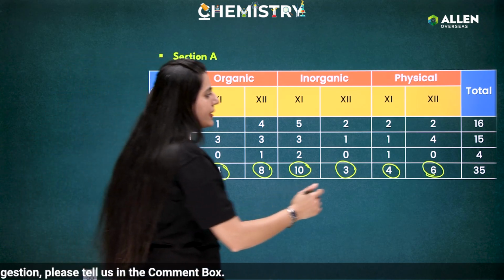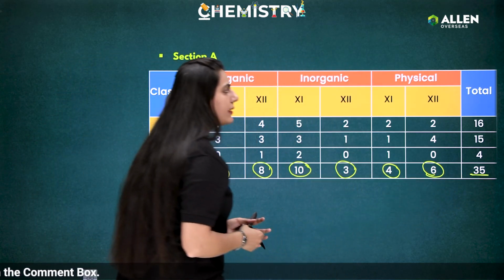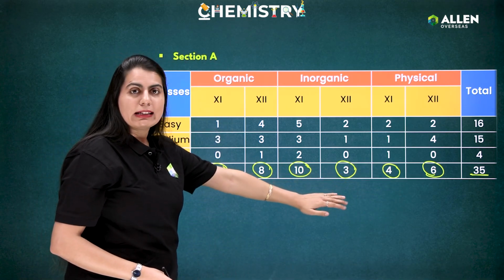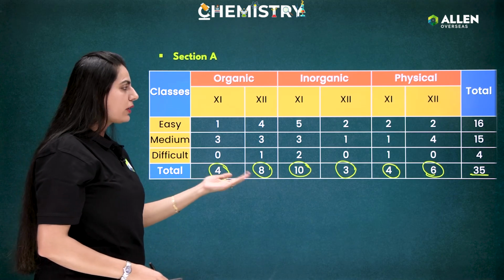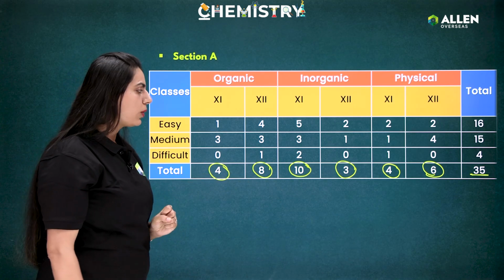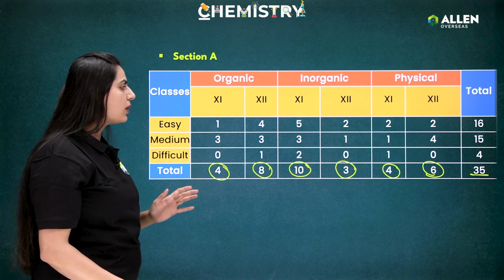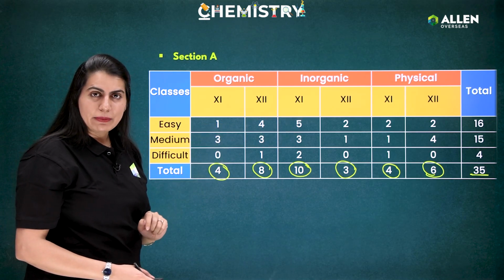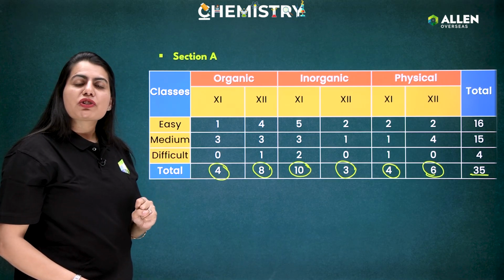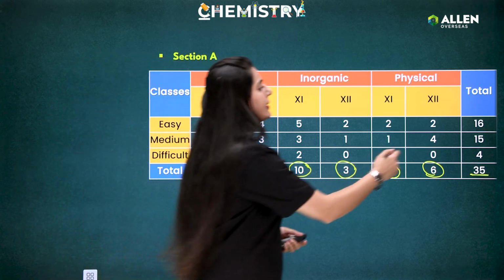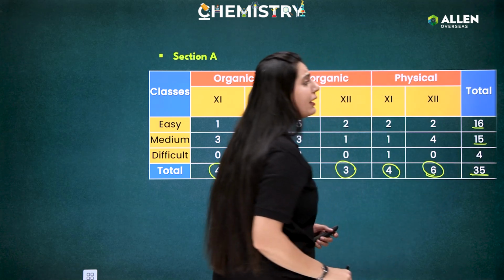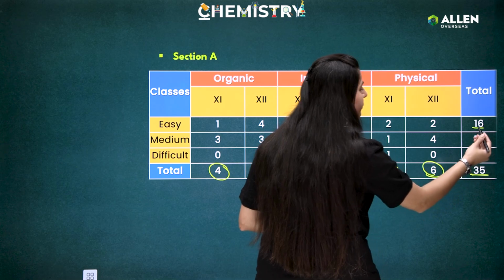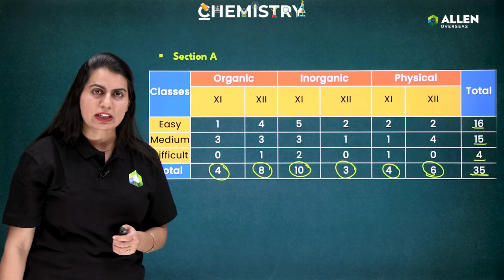So overall, out of 35 questions, you can understand that 10 questions came from physical, 13 questions from inorganic, and 12 questions from organic. Okay, so moving ahead, easy questions in section A were 16, moderate level questions were 15, you can clearly see. And difficult questions, there were 4 such questions. Overall, that adds up to 35 questions in our section A.